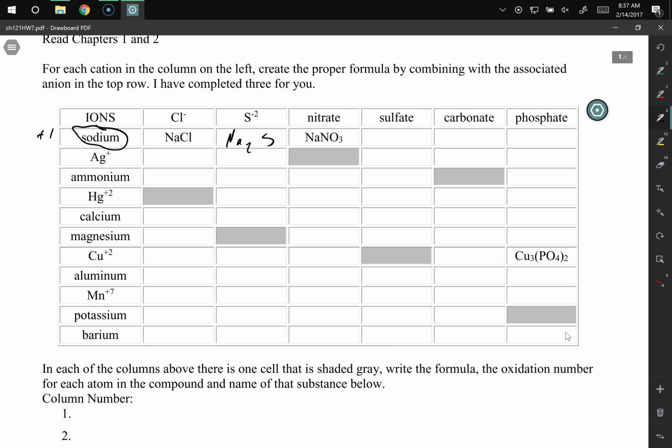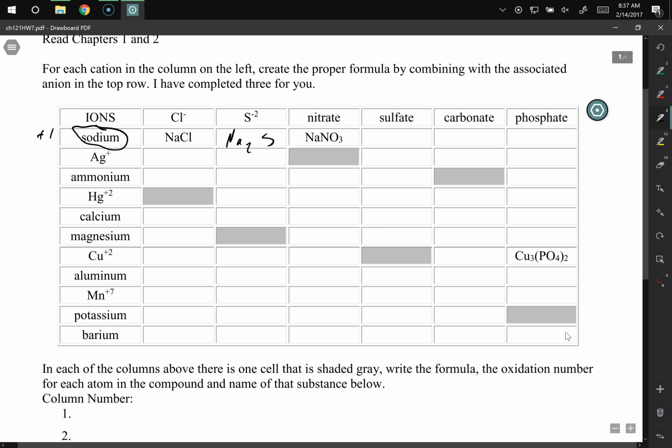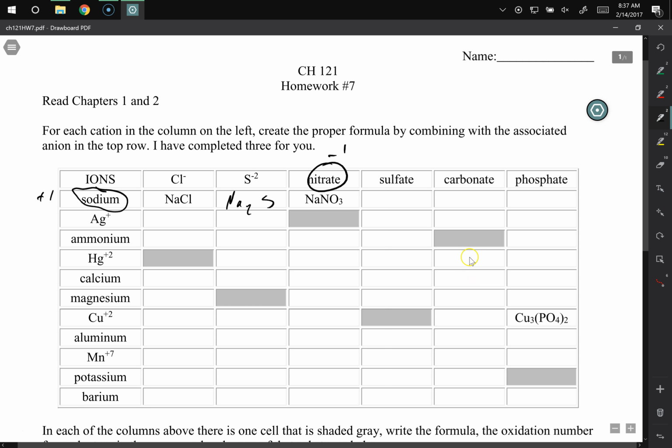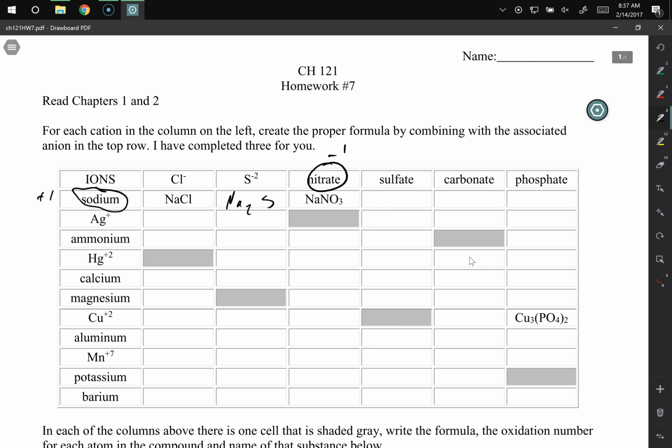Why is the next formula NaNO3? This polyatomic ion's charge is minus one. So if I had one thing that was plus one, they would cancel out and that would be it. I would just need one of each of those. So then my formula is NaNO3. How do I know that the charge is minus one? Because you memorize that list of polyatomic ions. There isn't any other way to do it. You have to have that memorized.